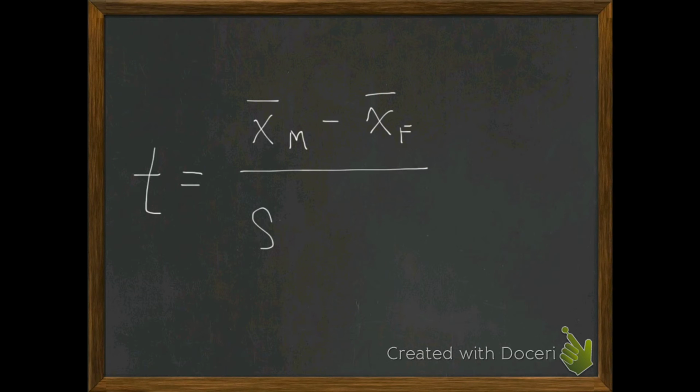All right, gang, the next thing we need to do is calculate the test statistic. And the test statistic is x bar 1, well, let's be consistent here, for males minus x bar for females, divided by the standard error for the difference in the means. Okay?